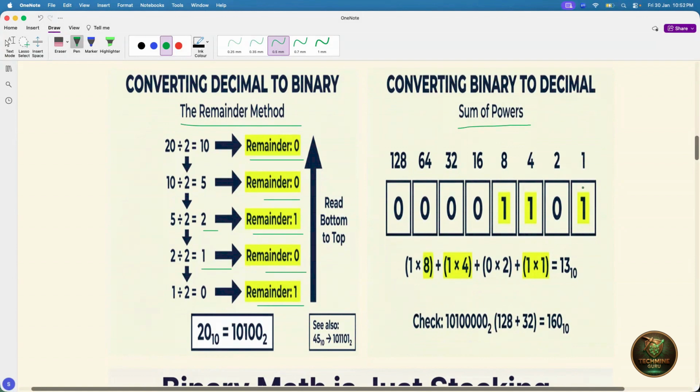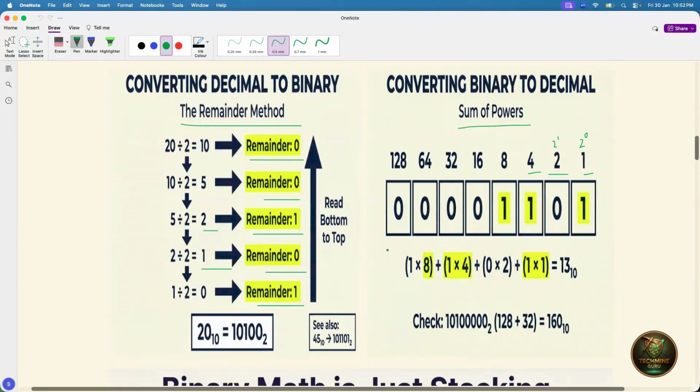Similarly, if a binary number is given, to go from binary to decimal, we use the sum of powers. For example, 00001101 maps to this position. So the first position will be 1, second will be 2, third will be 4. If you notice, it is like 2 to the power 0, 2 to the power 1, and like this, we keep on going. So how do we add all of this?